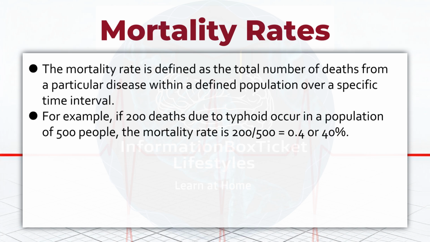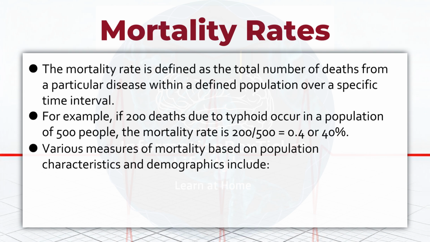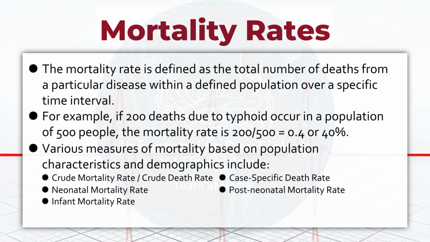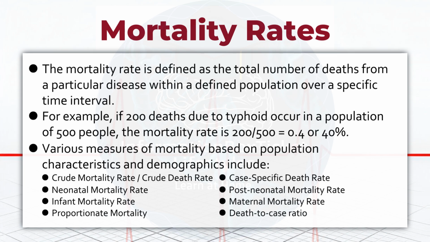For example, if 200 deaths due to typhoid occur in a population of 500 people, the mortality rate is 200 over 500 equals 0.4 or 40%. Various measures of mortality, based on population characteristics and demographics, include crude mortality rate or crude death rate, case-specific death rate, neonatal mortality rate, post-neonatal mortality rate, infant mortality rate, maternal mortality rate, proportionate mortality, death-to-case ratio.